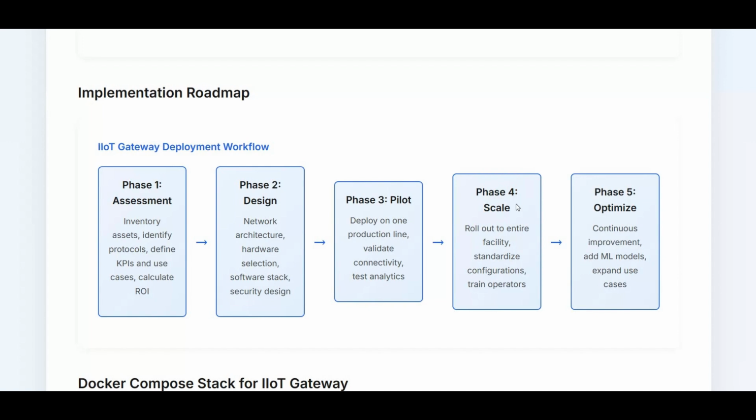Phase 4 is scale: rollout across the facility, standardized configurations, and train operators. This is where operational discipline matters more than clever code. And optimization or continuous improvement: retrain machine learning models, expand use cases. The system is never finished. It evolves as the business evolves.